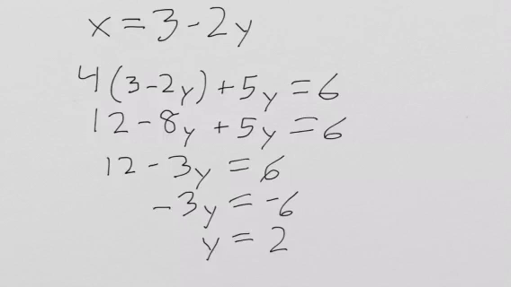I now will take that y equals 2 and plug it into my other equation. And I can already do it with what I have solved for x. So I now have x equals 3 minus 2 times 2, which gives me negative 1. So, that's one method. That's called the substitution method.